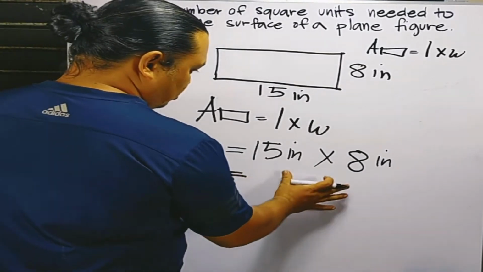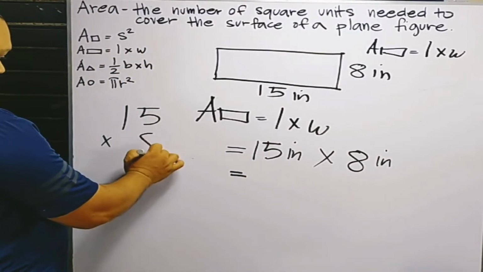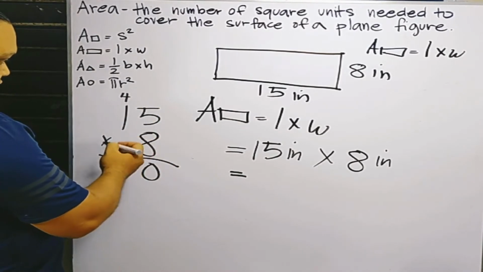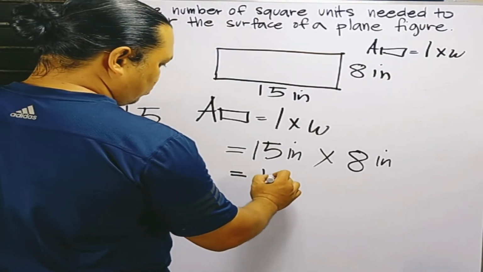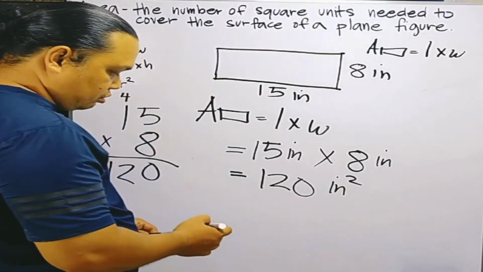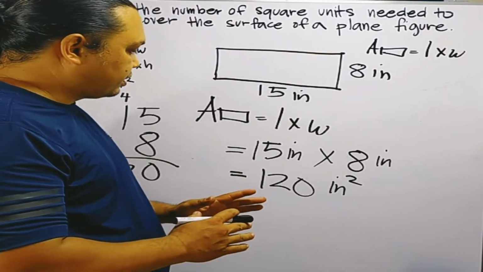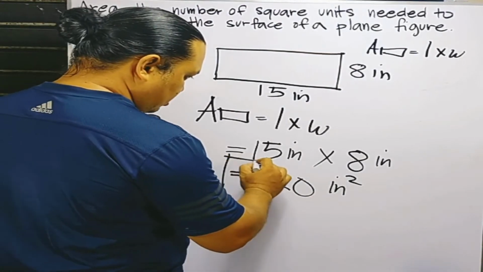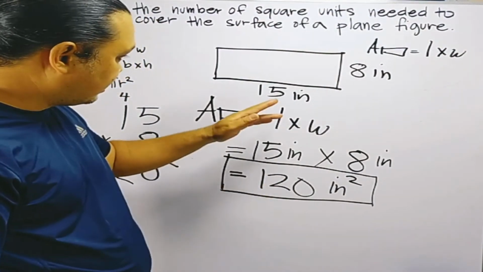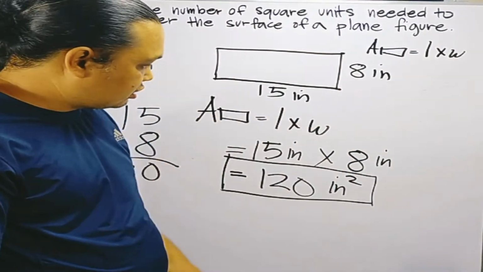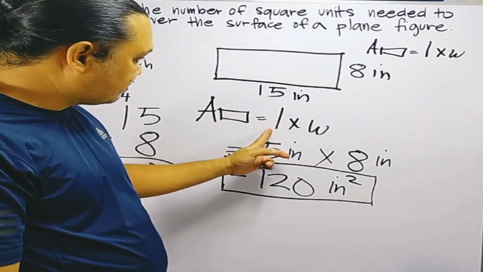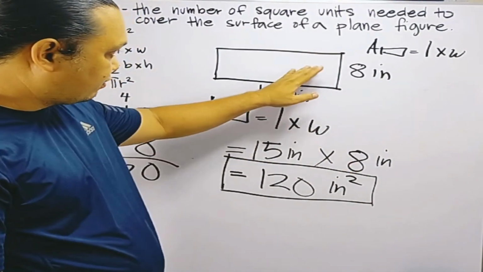It is equal to, let's multiply 15 times 8. 8 times 5 is 40, 0 carry 4. 8 times 1 is 8, plus 4 is 12. So we have 120. Now inches times inches is square inch, or inches to the second power. So our answer is 120 square inches. The area of a rectangle that has a length of 15 inches and a width of 8 inches is equal to 120 square inches. All you need to do is multiply the length times the width to get the area of a rectangle.